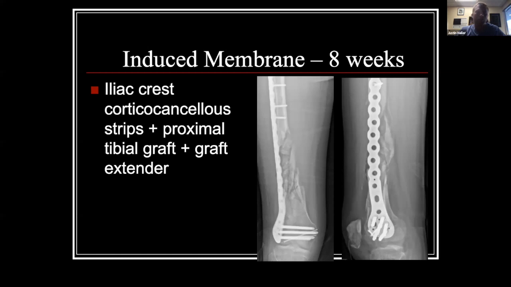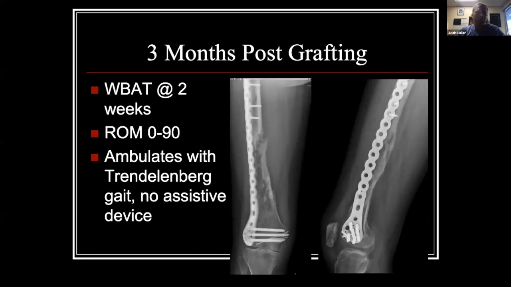We could have certainly used other areas on her crest, like posterior crest or something like that. But I've had good success with the corticocancellous strips where they were placed inside, and it looks something like this. And so at 3 months post-op, these are her radiographs. She has some callus formation.